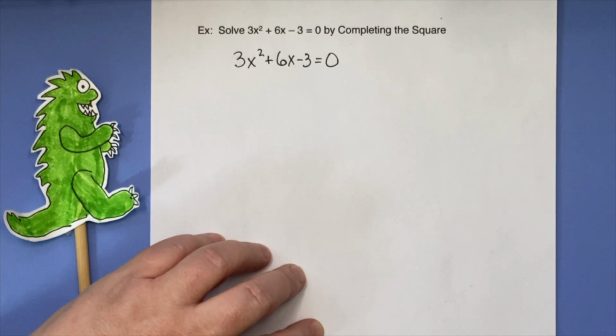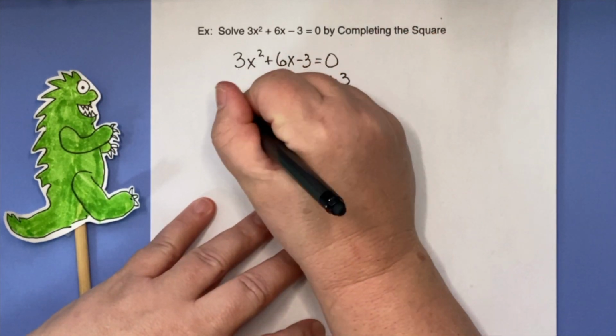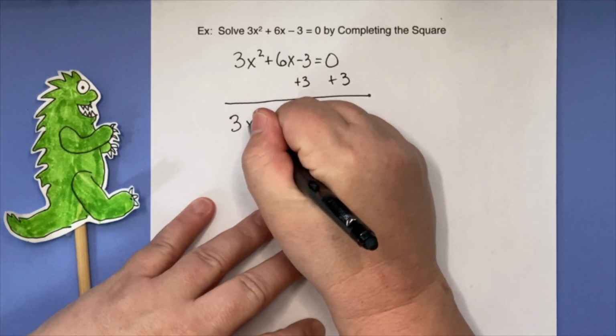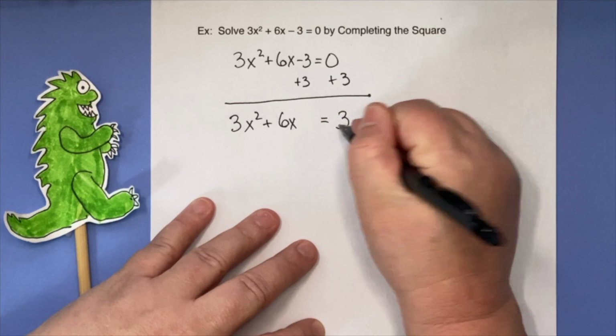So, there is actually one more step we're going to have to do with this one. But let me show you. I don't want to get ahead of myself. So, the first thing we do, check the constant to the other side of the equation. So I get 3x squared plus 6x equals 3.